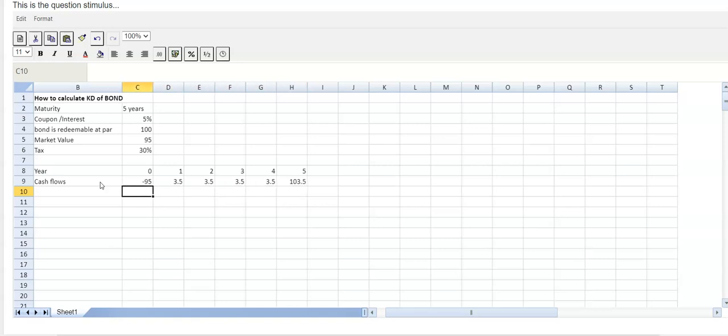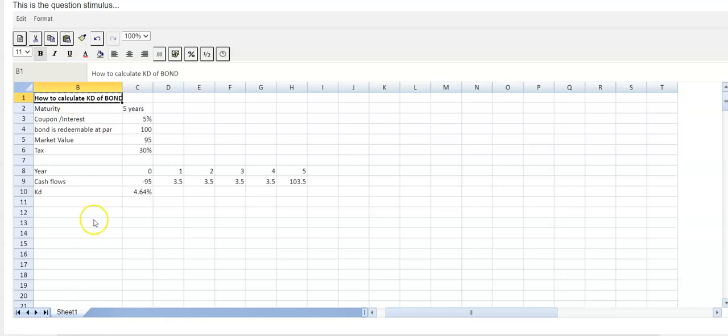Now calculate KD. KD will be IRR. You will start the bracket, you will write the word is equal to IRR, start the bracket, select all cash flows from year 0 till year 5, and here is your answer, that is 4.64%. You will convert the answer into percentage. That's how you will calculate the KD.